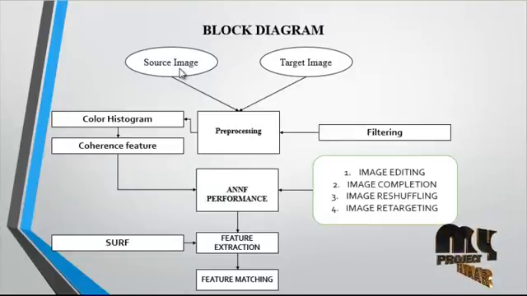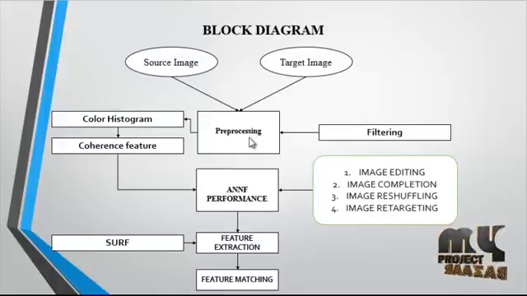At first, the input images are two. The first one is the source image and the second one is the target image. After getting these two images, we go for pre-processing. In the pre-processing step there is one major category, which is filtering. Filtering is the process of removing noise from the image. For the filtering process, we use the Gaussian filter method.